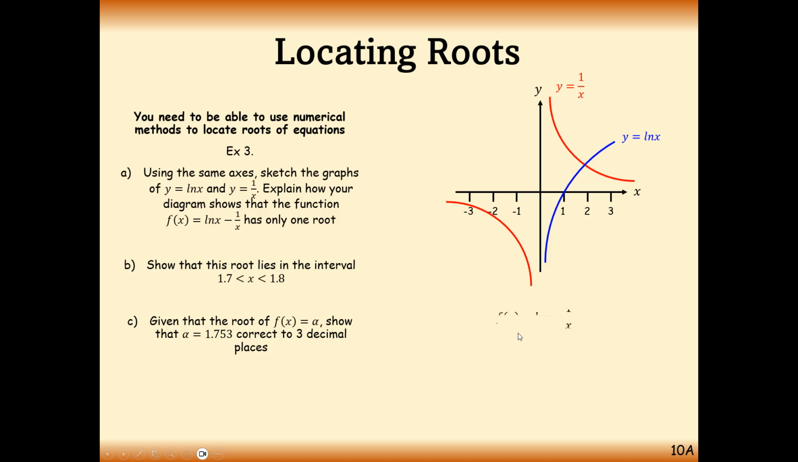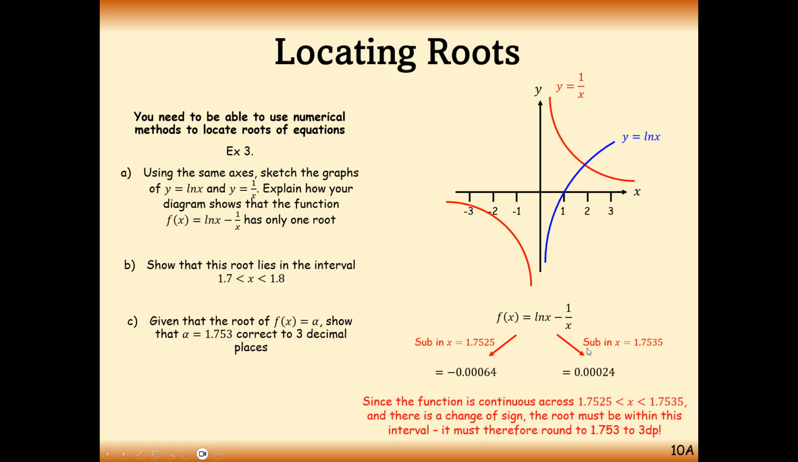If we see a change of sign, that's enough to show that there is a root at alpha being equal to 1.753. So, and correctly, we see that there is a negative answer on the left and there is a positive answer on the right. So the root in fact does lie between those when x is 1.753 correct to 3 decimal places.